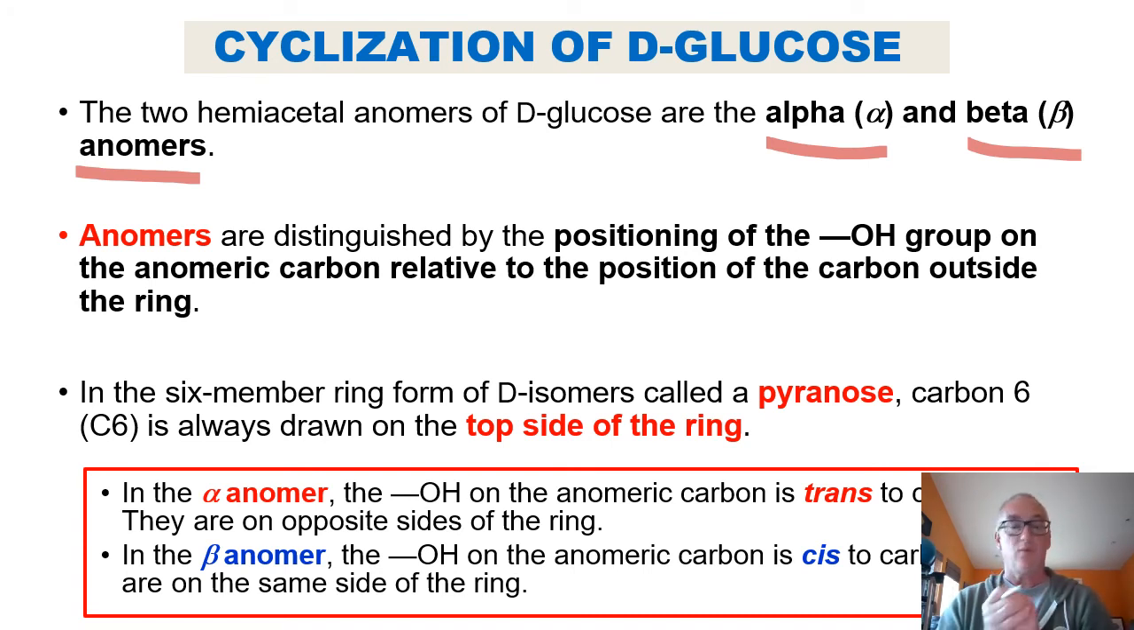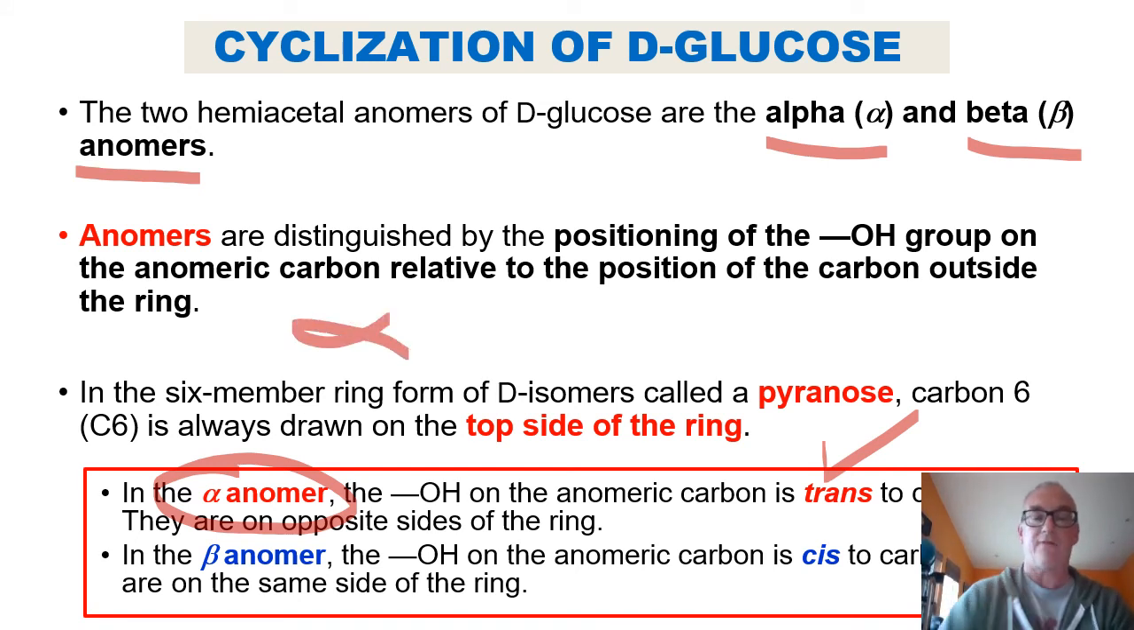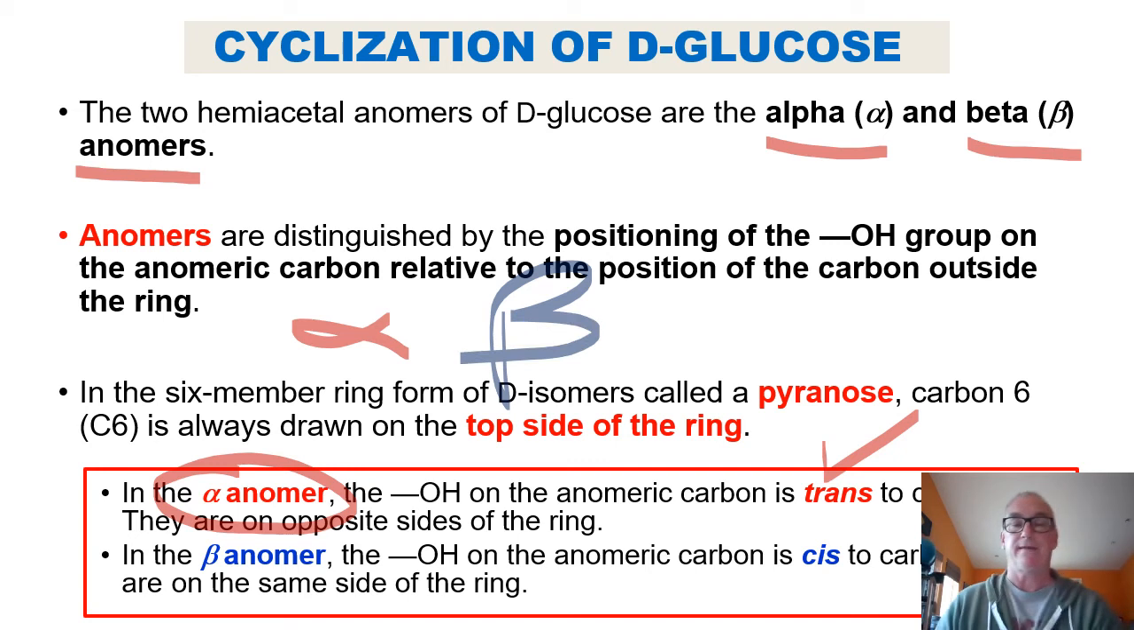they're determined by whether or not they're cis or trans. So in the alpha anomer, that hydroxyl group is trans to carbon six. So carbon six is pointing up and the hydroxyl group will be pointing down. That would be alpha. In the beta anomer, the hydroxyl group is cis. It's on the same side as carbon six. So that would be beta.